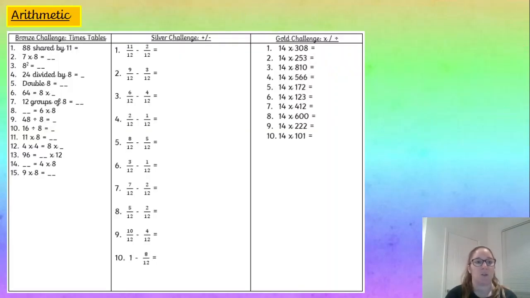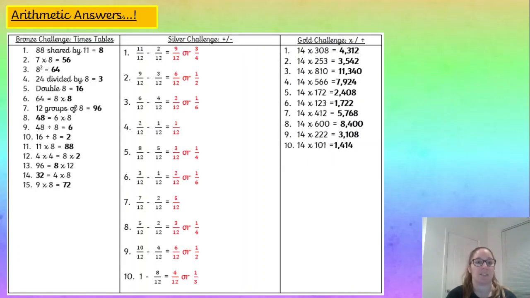Okay, so your arithmetic today is your 8 times tables. Your silver challenge is fractions again, but today you're subtracting rather than adding. And your gold challenge is to multiply 2-digit numbers by 3-digit numbers instead of 2-digit by 2 digits. Take your time with those and then come back when you're ready for the answers.